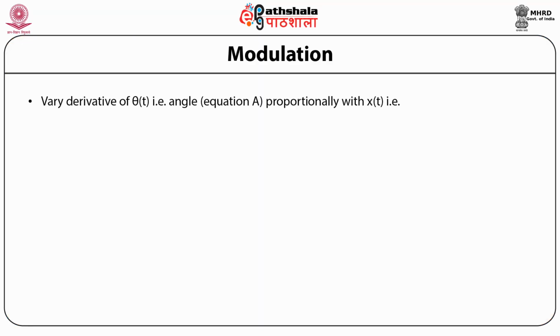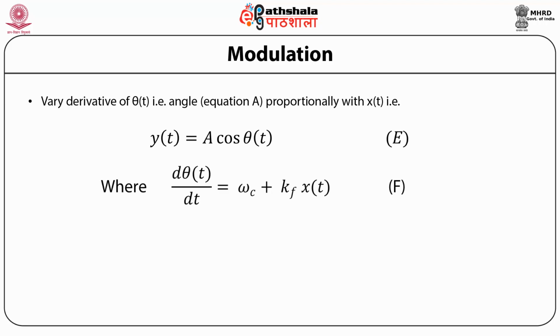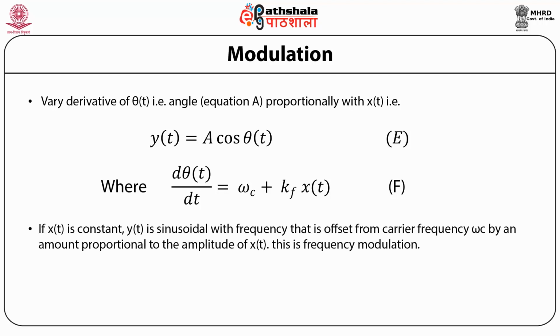Now if we vary the derivative of θ(t), that is the angle in equation A, proportionally with x(t), that is y(t) = A cos θ(t), where dθ/dt = ωc + kf x(t). If x(t) is constant, y(t) is sinusoidal with a frequency that is offset from the carrier frequency ωc by an amount proportional to the amplitude of x(t). This is called frequency modulation.